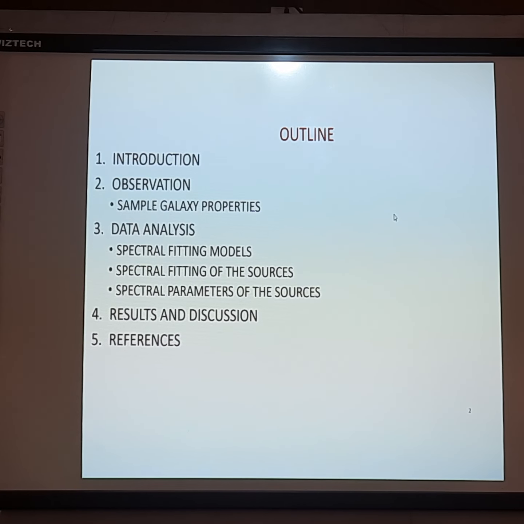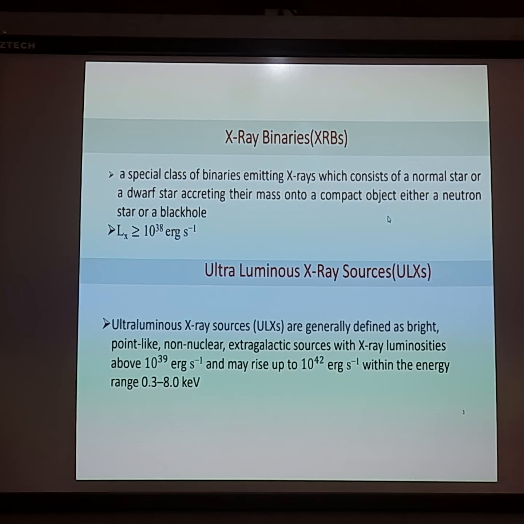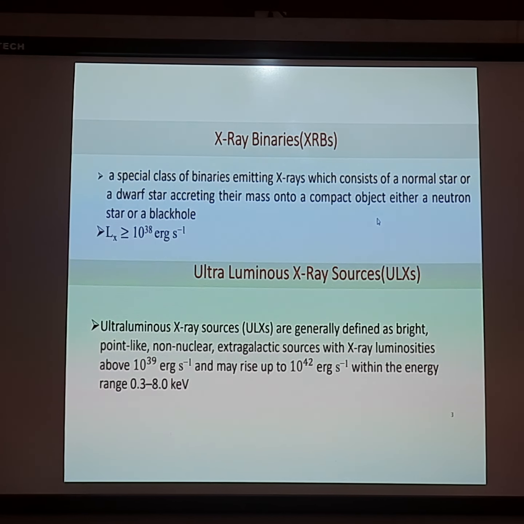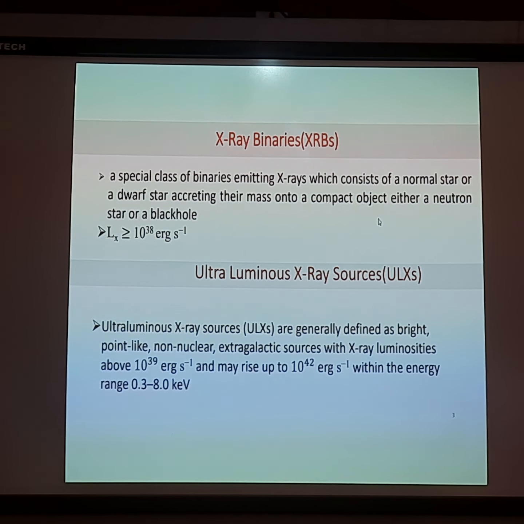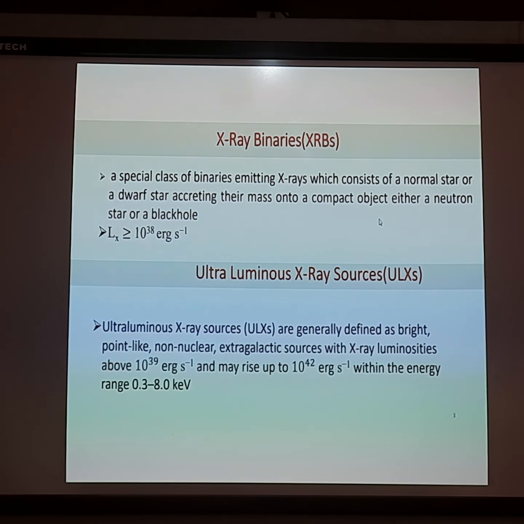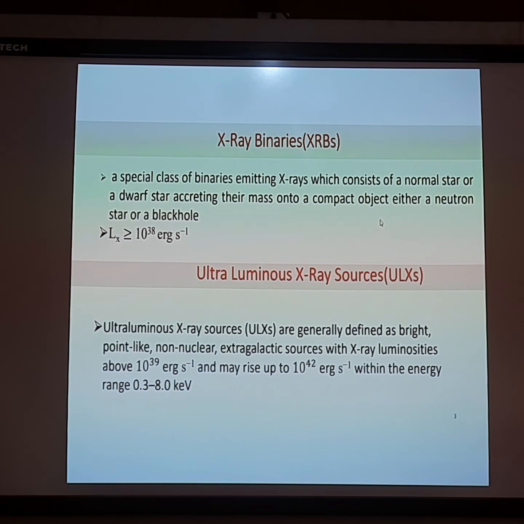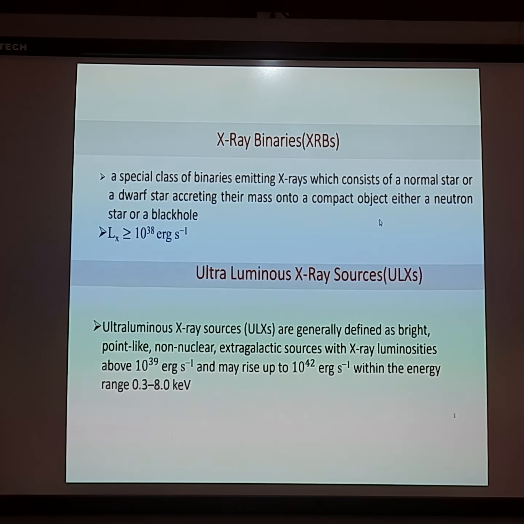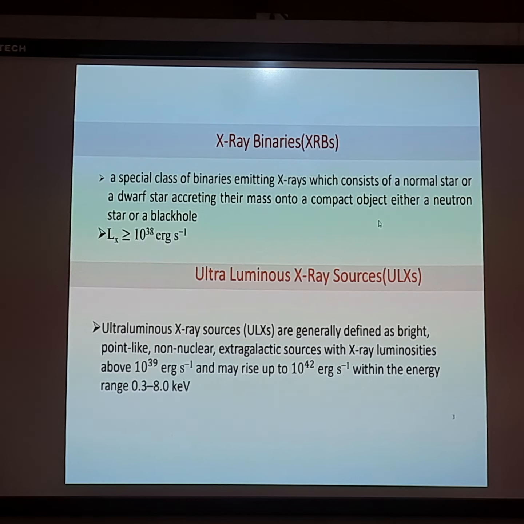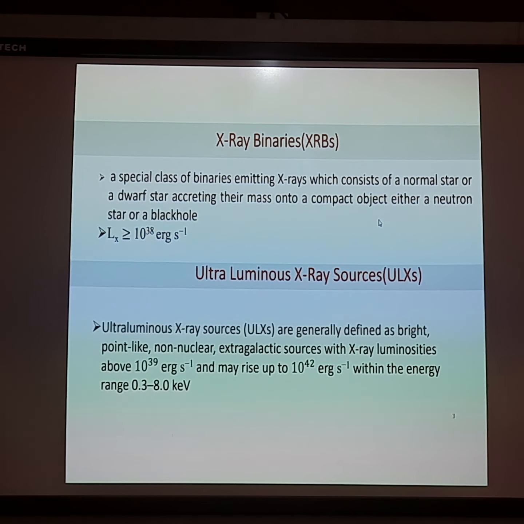These are the outline of my presentation. To begin with, X-ray binaries are a special class of binaries emitting X-rays, which consist of a normal star or a dwarf star accreting their mass onto a compact object, which can be either a neutron star or a black hole, and they have luminosities greater than or equal to 10^38 erg per second. While the ultra-luminous X-ray sources are generally bright, point-like, non-nuclear extragalactic sources with luminosities around 10^39, or they may even reach up to 10^42 erg per second.